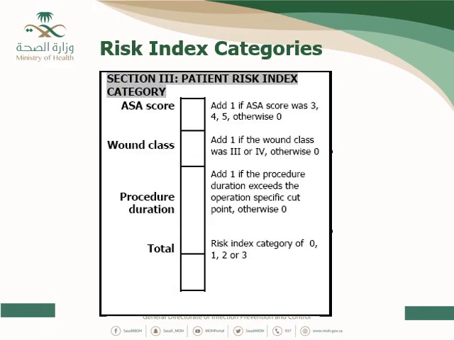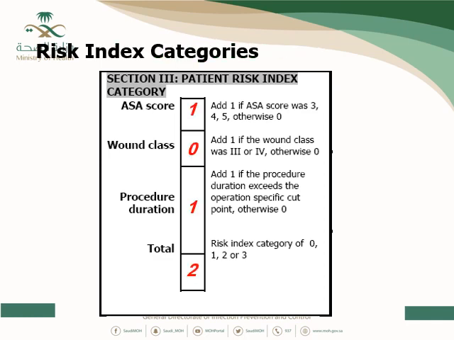And this is how we calculate the patient risk index category. You give a score for ASA score 0 to 1, wound class 0 to 1, procedure duration 0 to 1, and then sum up the three. So if you have ASA score 1, wound class 0, and procedure duration 1, the total risk index category score is 2.